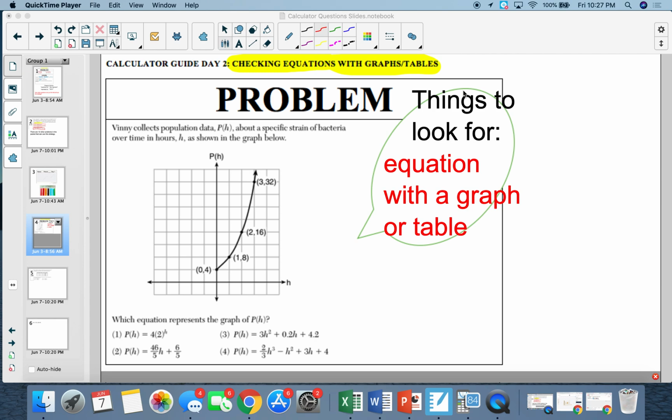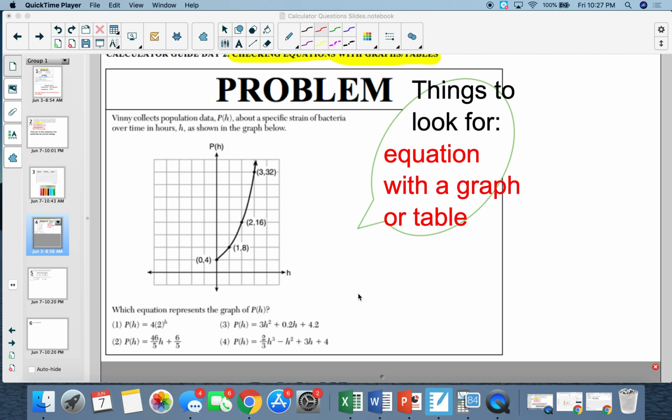Okay, so the second strategy for using your calculator on the algebra regions is checking equations with graphs and tables. We'll walk through some of the problems, but basically you're looking for an equation with a graph or table to compare. Let's look at this problem together.